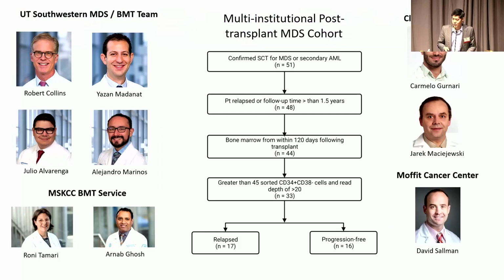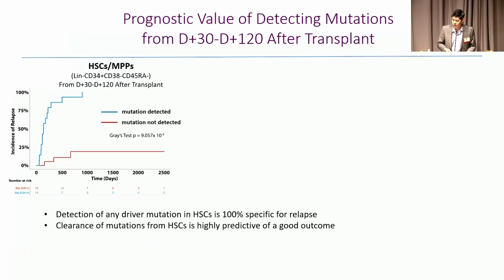So to validate this assay, we put together a multi-institutional cohort. Dr. Mashevsky, Dr. Solomon have generously provided samples for this, as well as collaborators at Sloan Kettering. So we took patients transplanted for MDS or secondary AML, those with at least a year and a half of follow-up after transplant without relapse, and a bone marrow from within 120 days after transplant. And to be conservative, we only included samples where we could sort at least 45 HSCs or MPPs and get a read depth of more than 20. So our initial cohort that I'll show was 33 patients, half of them relapsed. We're now up to about 50 patients and are working on the paper. But this is what we found.